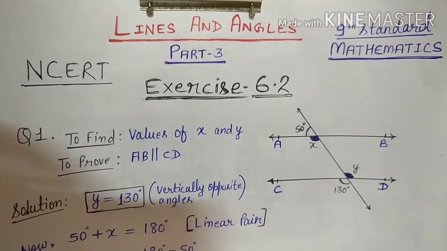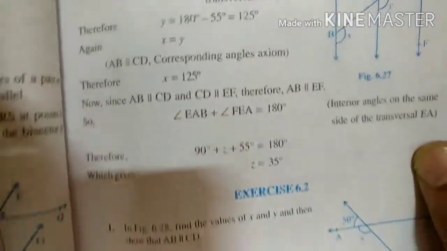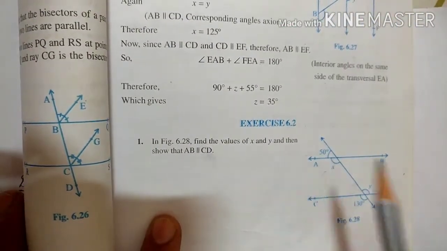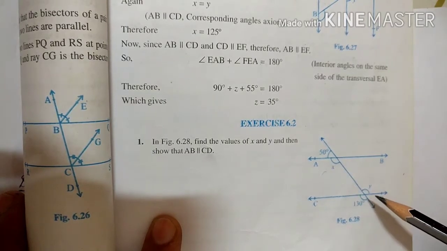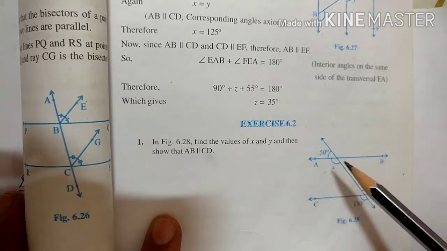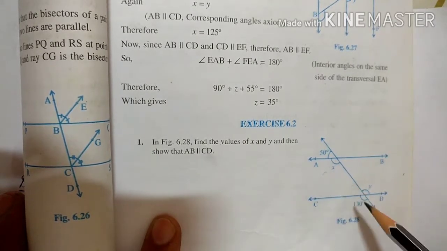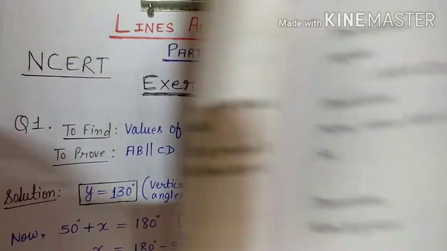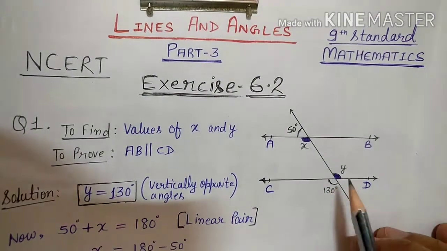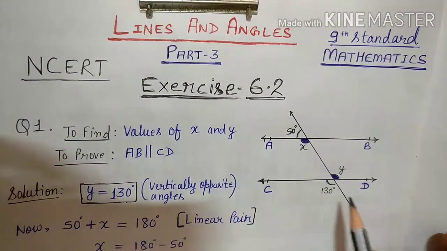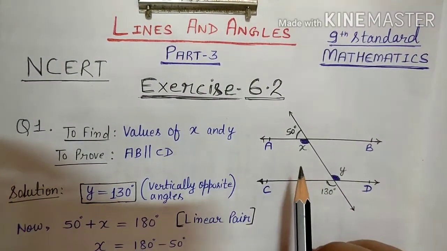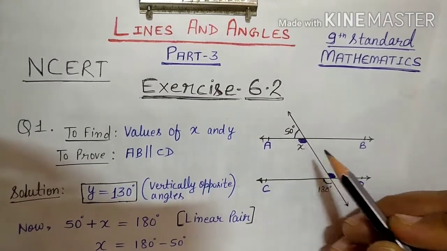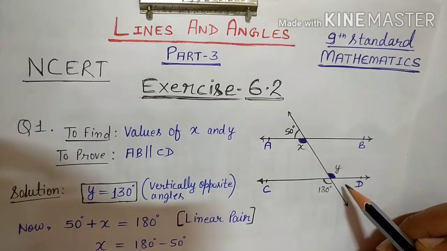Just check here. So the first question of NCERT is given in figure 6.28. In this figure, find the value of x and y, and then show that AB is parallel to CD. So we have to find the values of x and y, and we have to show that AB is parallel to CD. So let's see. I have already made this figure in my copy also. So here we have to prove that AB is parallel to CD, and with that we have to find the value of x and the value of y.